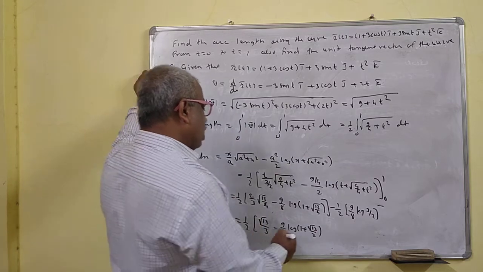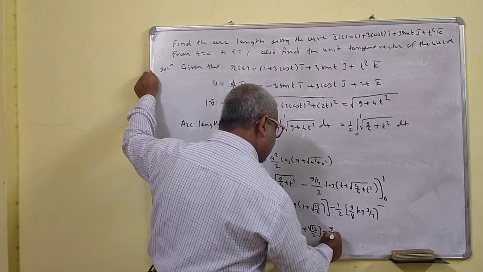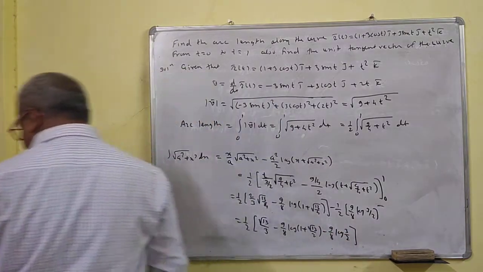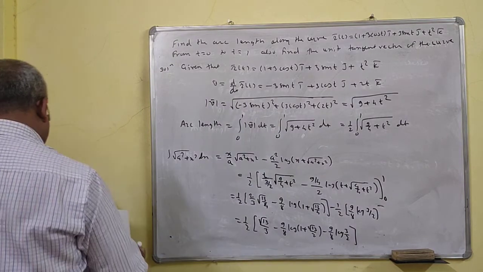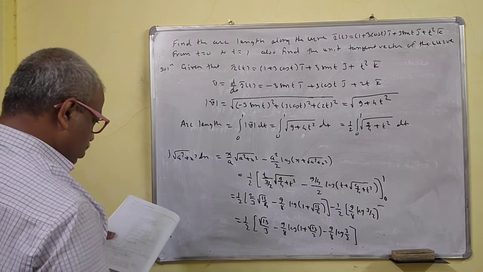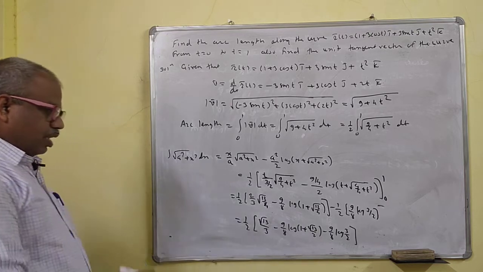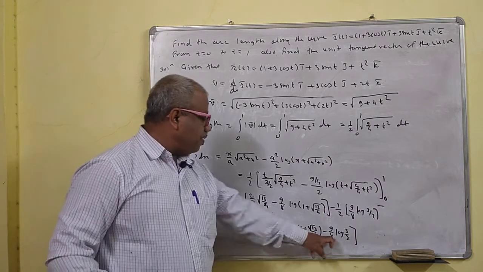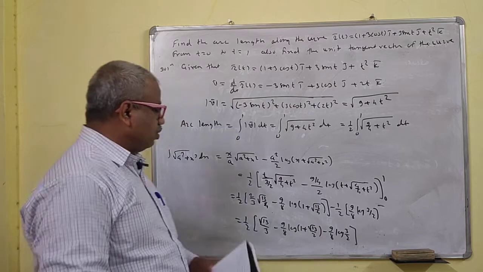You are taking minus half common, which you already took. So this is 9 by 8 log of 3 by 2. If you want to simplify this, you can, otherwise you can keep it as it is. Don't go through the simplification. If you take the minus sign common, then you just have to take the product of this one.